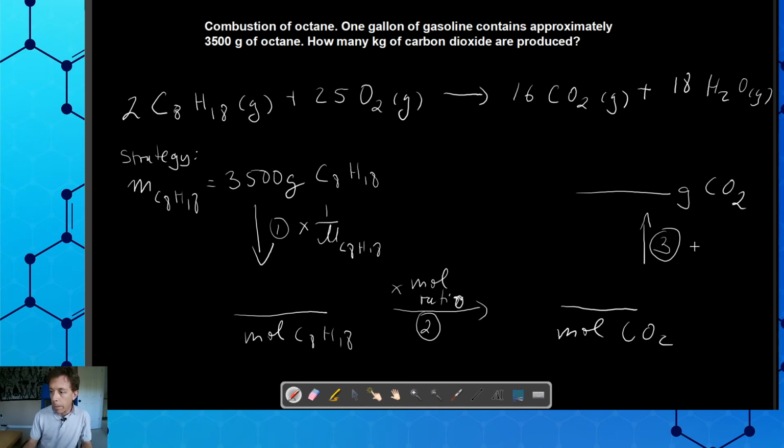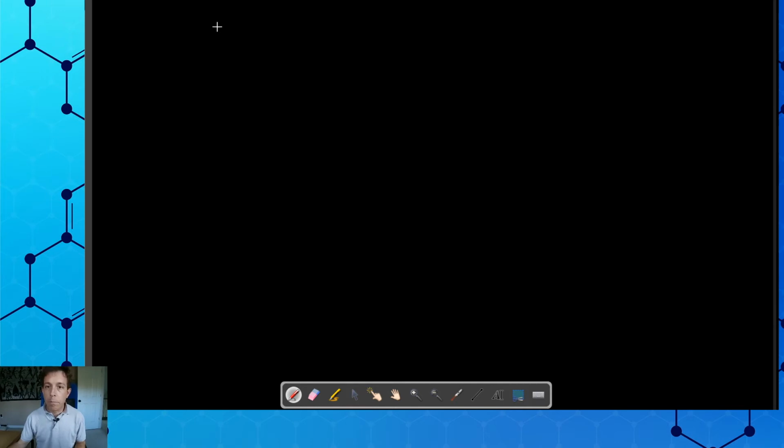And for step 3, we again need to multiply by the molar mass to find the number of grams, multiplied by the molar mass of CO2 in this case. So let's do that in these steps right here.